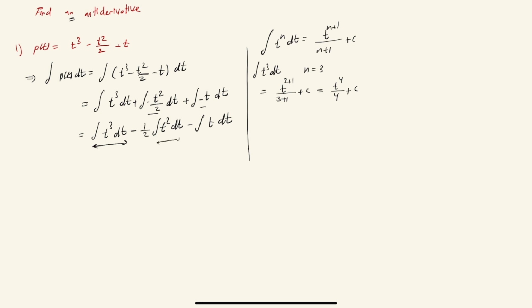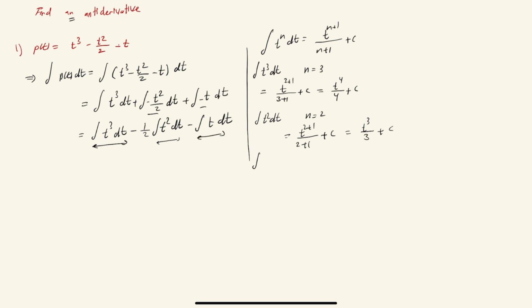Now I'm going to take the second integral. It's the integral of t to the 2 dt. Therefore n is going to be equal to 2. Now I'm going to apply the rule. It's going to be t to the 2 plus 1 over 2 plus 1 plus c, and that's going to be equal to t to the 3 over 3 plus c.